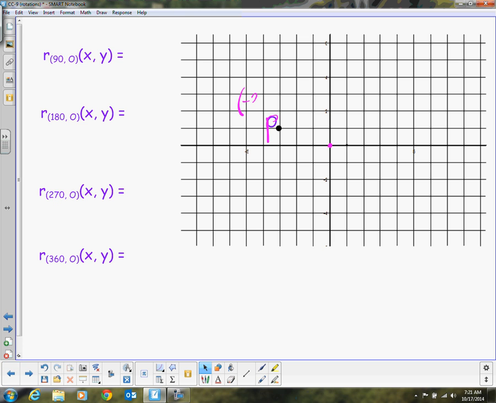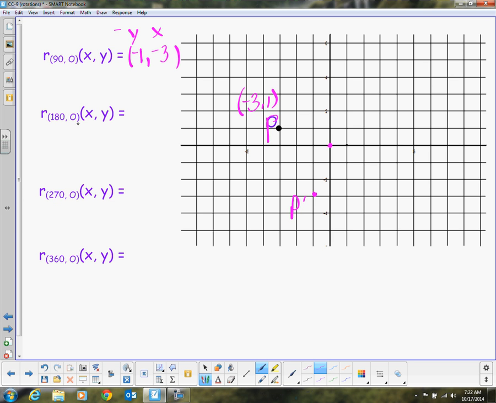Okay. So what are these coordinates? Negative 3, 1. So if you want to rotate it 90 degrees, (x, y), that means we switch them and take the opposite of the first. So you're going to switch these ordered pairs, 1, negative 3, and then we take the opposite of the first. So the 90-degree rotation would be negative 1, negative 3. That is P prime.